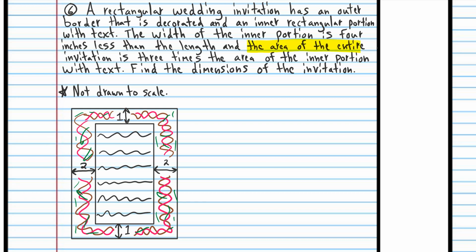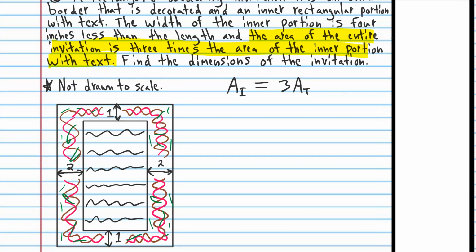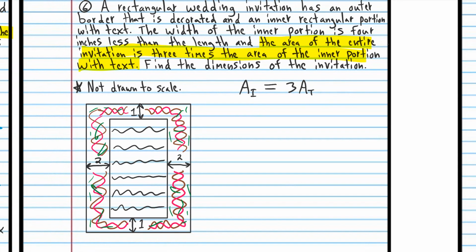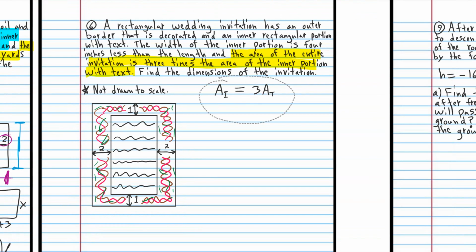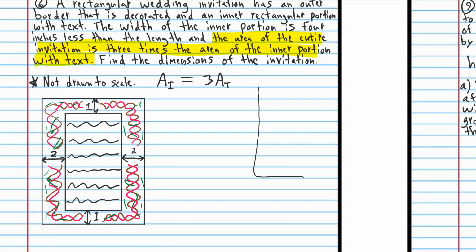The area of the entire invitation is 3 times the area of the inner portion with text. So we'll start with that. The area of the entire invitation, which I'll notate as I, is equal to 3 times the area of the part with text. So now we just have to figure out an expression for the area of the whole invitation and an expression for the area of the part with text. I don't want to mess up my drawing, so I'm going to just redraw it over here so you can see what's going on.